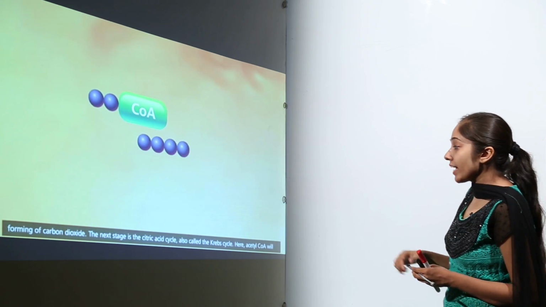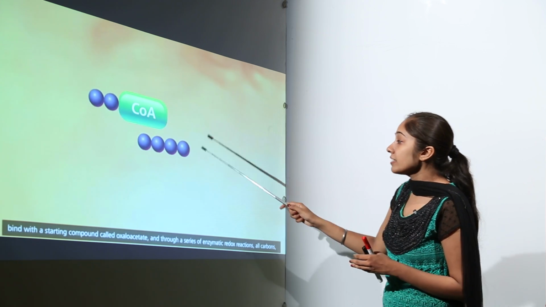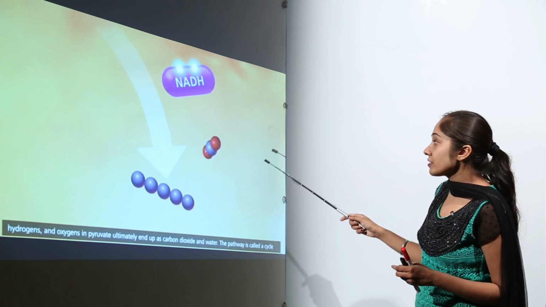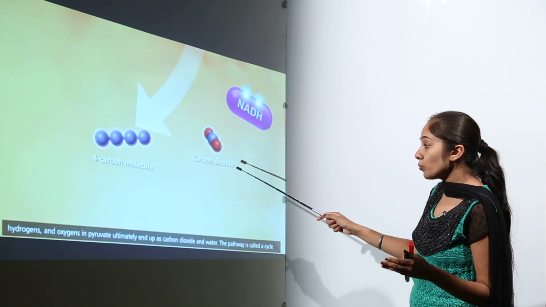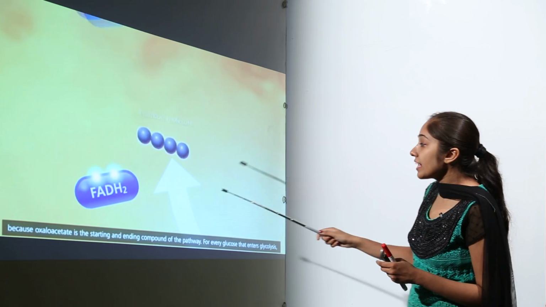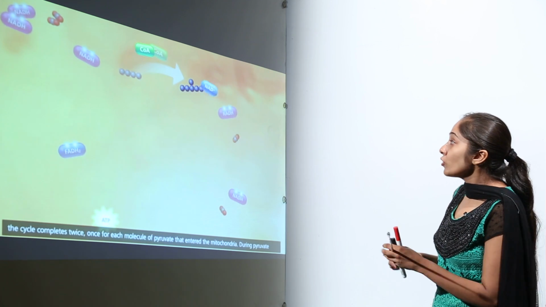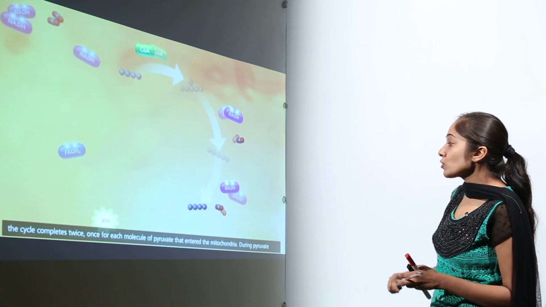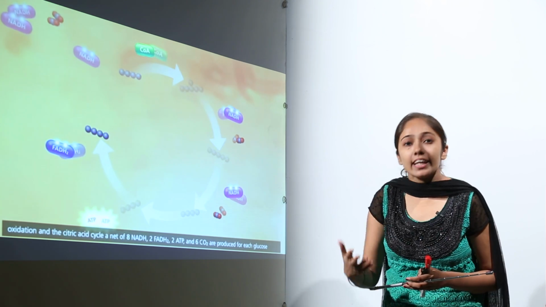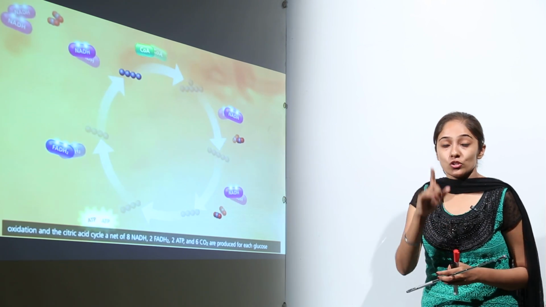The next stage is the citric acid cycle, also called the Krebs cycle. Here acetyl coenzyme A binds with a starting compound called oxaloacetate, and through a series of enzymatic redox reactions, all the carbons, hydrogens and oxygen in pyruvate ultimately end as carbon dioxide and water. The pathway is called a cycle because oxaloacetate is the starting and ending compound. For every glucose that enters glycolysis, the cycle completes twice, once for each molecule of pyruvate that entered the mitochondria. Through pyruvate oxidation and the citric acid cycle, a net of 8 NADH, 2 FADH2, 2 ATP and 6 carbon dioxide are produced for each glucose molecule.